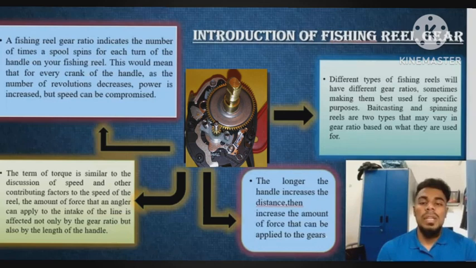The third point of introduction of fishing reel gear is the term torque, which is similar to the discussion of speed and other contributing factors to the speed of the reel. The amount of angular force that can be applied to the intake of the line is affected not only by the gear ratio but also by the length of the handle. The fourth point is that a longer handle increases the distance, and meanwhile increases the amount of force that can be applied to the gears.